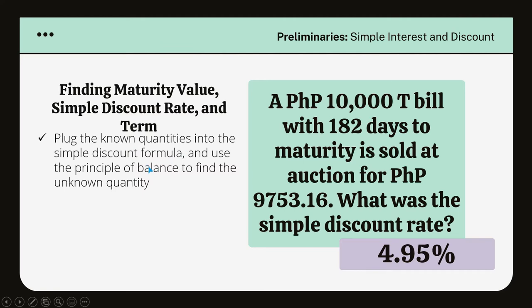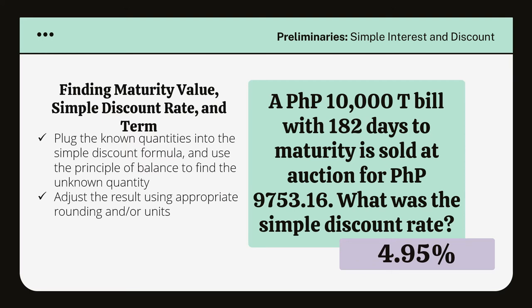So when finding the maturity value, the simple discount rate, and the term, we just need to plug the known quantities into the simple discount formula and use the balance principle or the principle of balance to find the unknown quantity. Next is we're gonna adjust the result using appropriate rounding and or units. And of course, this approach is actually the same or similar to our simple interest problems. Medyo nabago lang talaga yung mga terminologies natin.